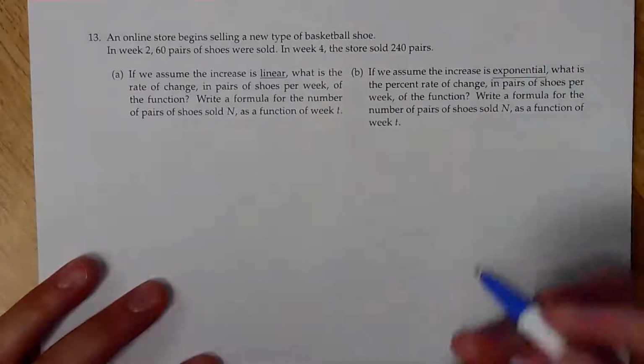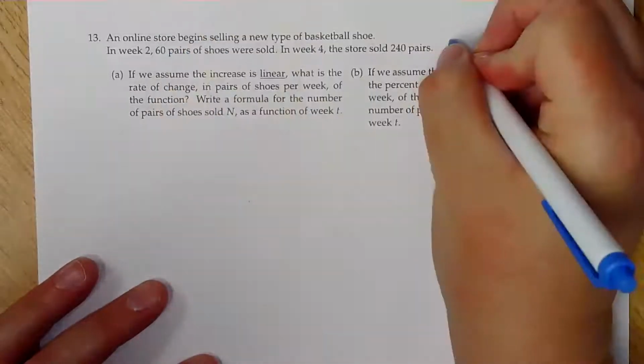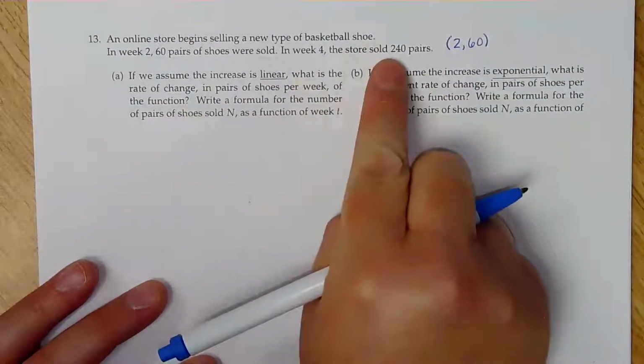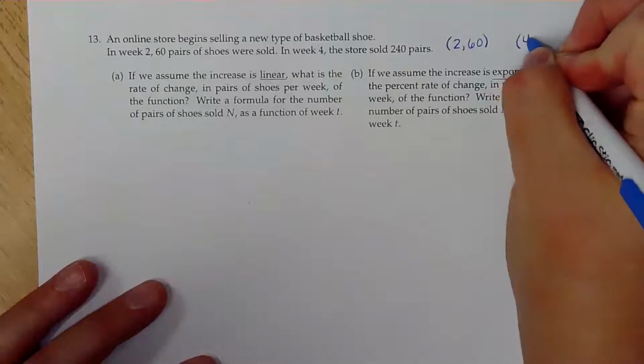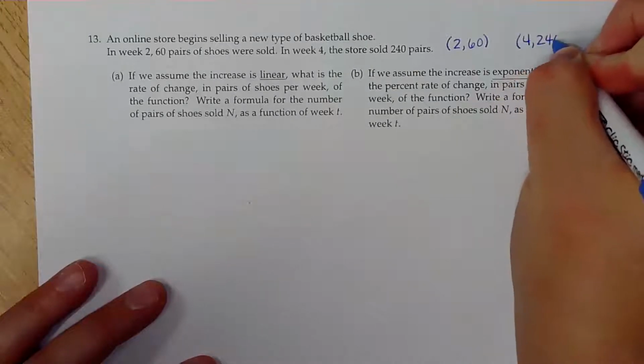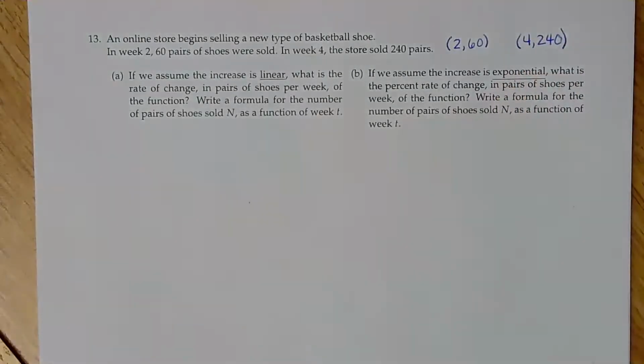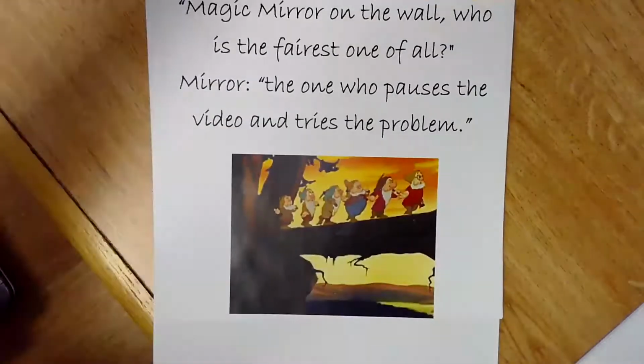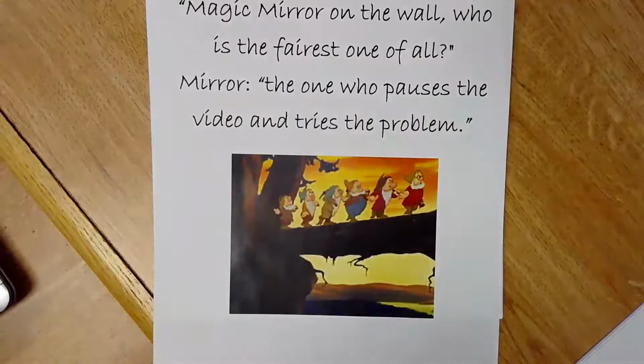So you have 2 points, week 2 and 60 pairs. So that's 2 comma 60. In week 4 at 240 pairs, so 4 comma 240. And what I'd like you to do is pause the video, give this a try on your own because you are going to be doing this in the homework and on the test. So I want you to feel really comfortable giving that a try, and then we'll go through it together.